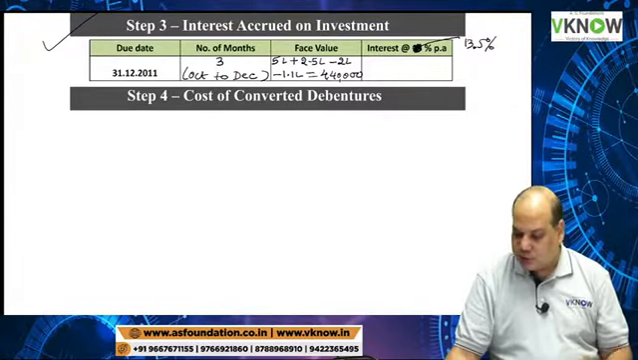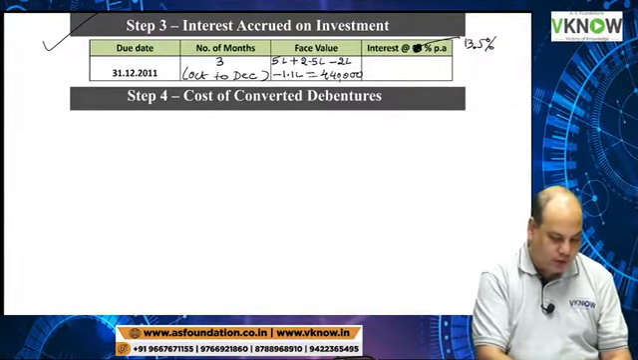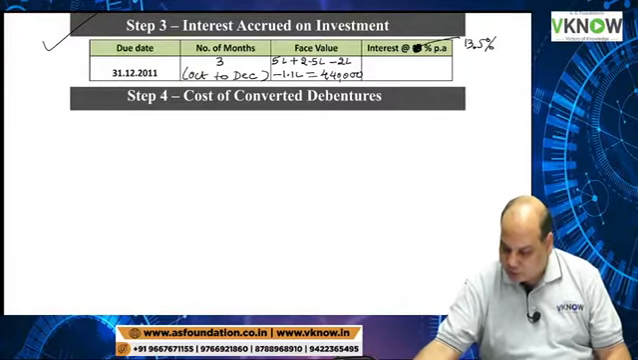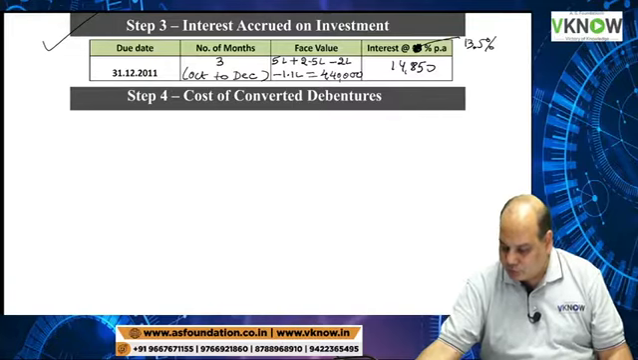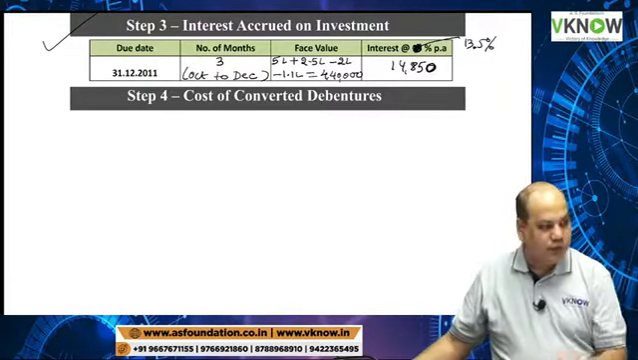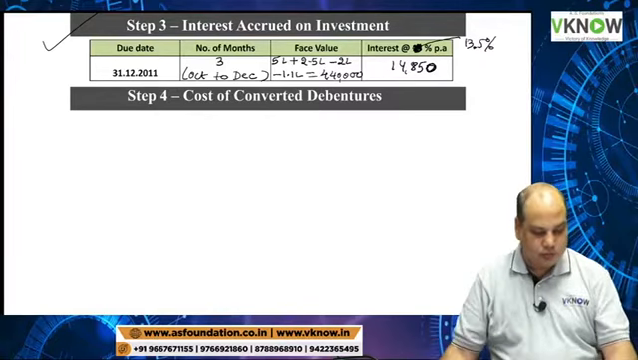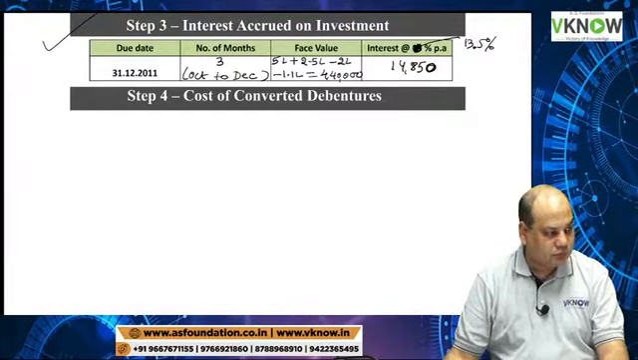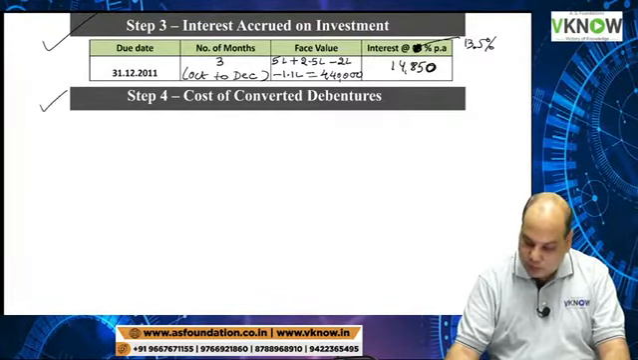Multiply 4 lakh 40,000 into 13.5% divided by 4. So this comes to 14850. Check. This comes to 14850. Okay, 14850 is right.